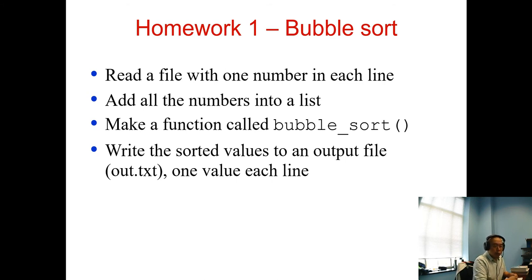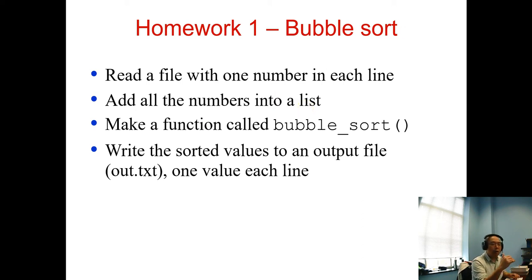We are doing a bubble sort. The goal of this program is, number one, you have to read a file with one number on each line. You will receive a big file of many values, one value on each line. You need to read the file and add all the numbers into a list. In the second step, you put them into a list of integer values. After that, you make a function called bubble sort, call it and send in this list of values, and have all the values sorted.